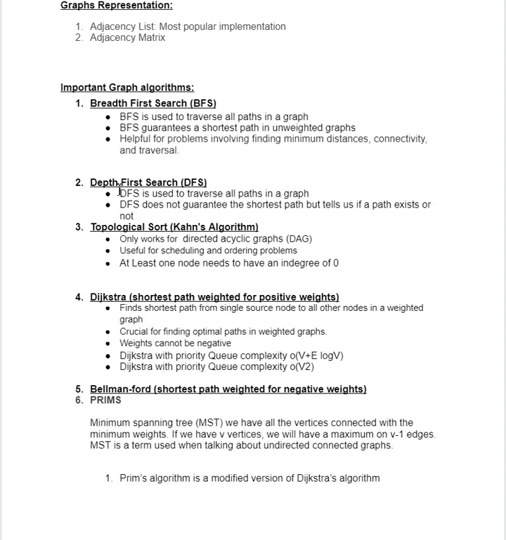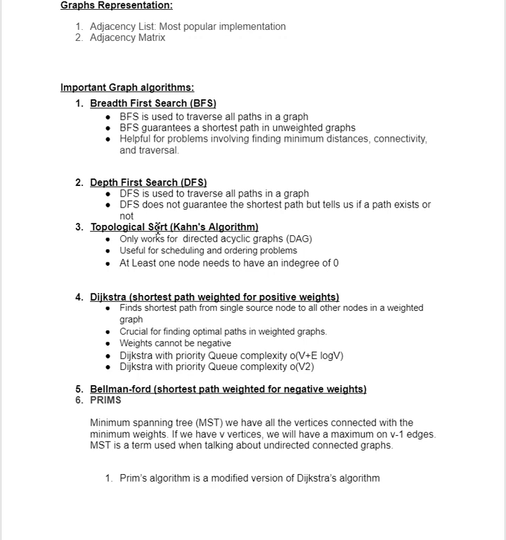The second algorithm which we have to know is depth first search, also called DFS. Similar to BFS, DFS helps us to traverse all paths in a graph. DFS does not guarantee the shortest path between two nodes, but it will tell us if a path exists or not between those two nodes.